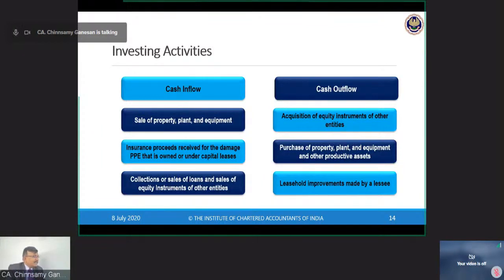Investing activities for entities involved in investing activity. I'm not sure what you are talking about, Shravani. Maybe when you are seeing this particular slide, because we have talked about the investing activities before I opened this, so you have an answer for that.